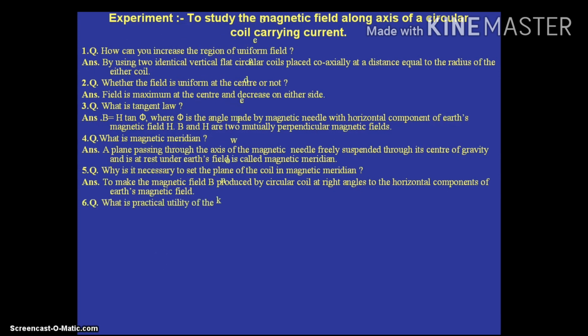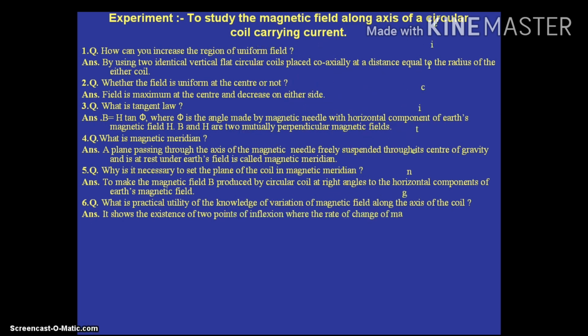The next question is: what is the practical utility of knowing the variation of magnetic field along the axis of a circular coil? It shows the existence of two points of inflection where the rate of change of magnetic field with distance is constant. We made use of this property in the construction of the galvanometer.